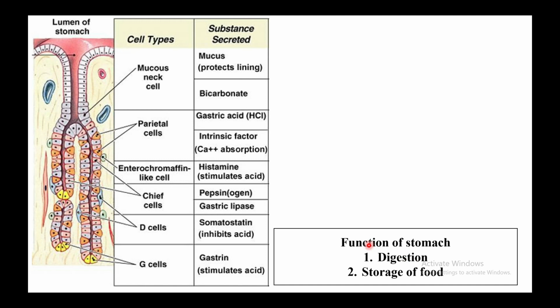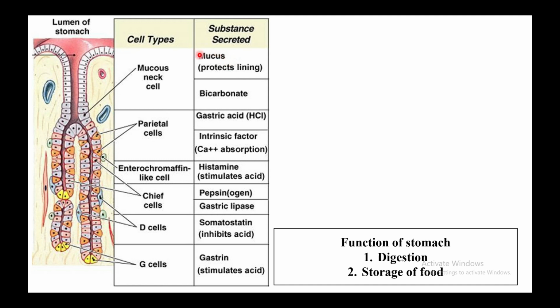So these are the two most important functions of the stomach. Already we have discussed other cells, and there are extra cells we are seeing in this slide, like the mucous neck cell. Another name for a mucous cell is a foveolar cell. So the most important function of this cell is to produce mucus.